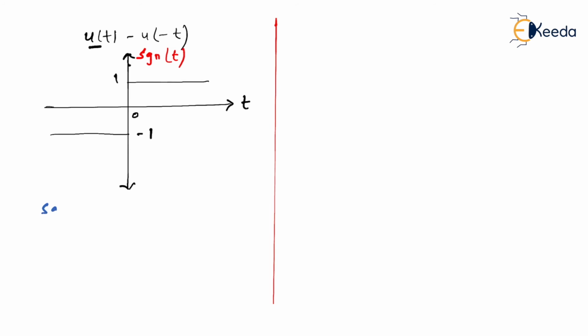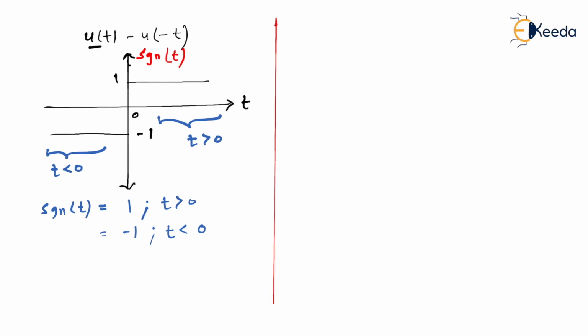Let me define the signum function here. sgn of t means the signum function. It is always 1 for t greater than 0. You can check here in the characteristic: for t greater than 0, it has positive 1. It has the value minus 1 for t less than 0. This is the interval of t less than 0, and this is the interval of t greater than 0.